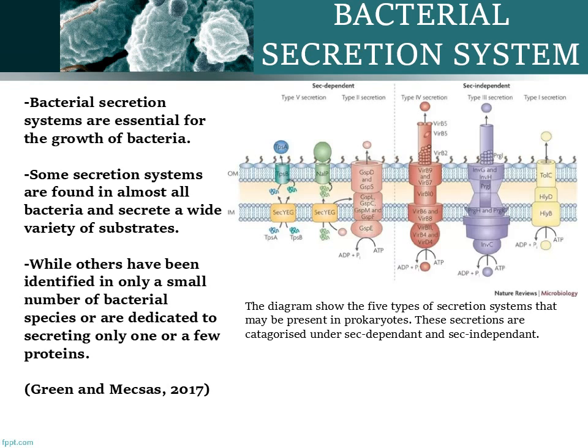What are bacterial secretion systems? Bacterial secretion systems are essential for the growth of bacteria. Some secretion systems are found in almost all bacteria and secrete a wide variety of substrates like proteins and toxins, while others have been identified in only a small number of bacterial species or are dedicated to secreting only one or few proteins. Based on the diagram shown, there are 5 types of secretion systems in prokaryotes. As mentioned, we will be focusing on the type 2 secretion system, which is in pink, and it is under the sec-dependent category.